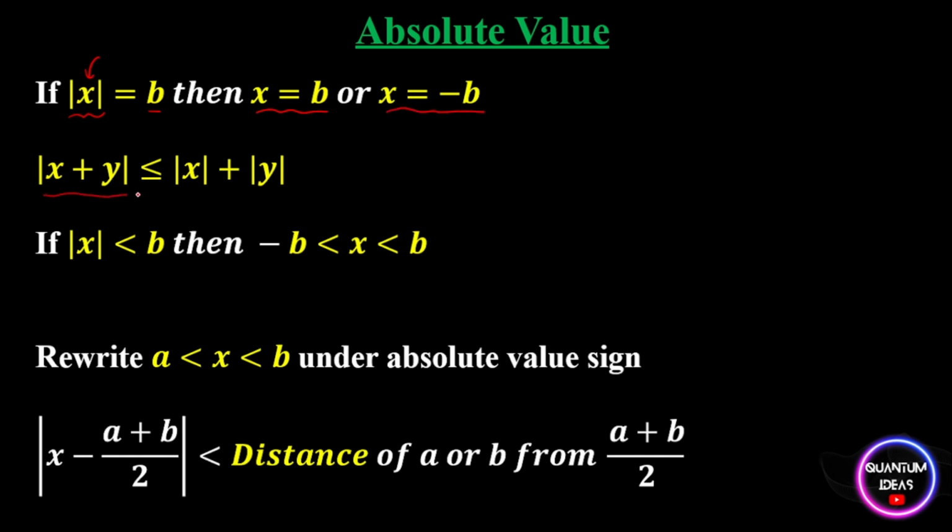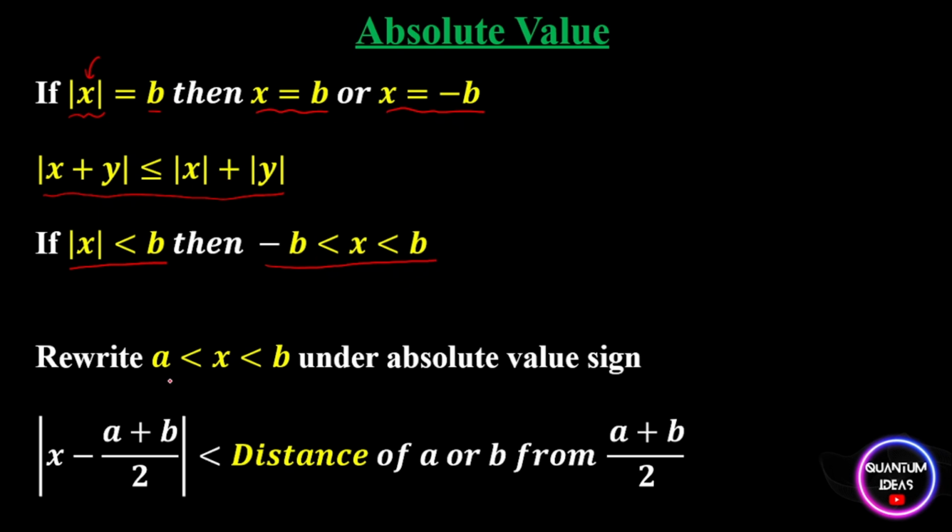And another is the triangle inequality, you can check it out. The absolute value of x plus y is always less than or equal to the absolute value of x plus the absolute value of y. And if the absolute value of x is less than b, then you can expand this as minus b is less than x is less than b.